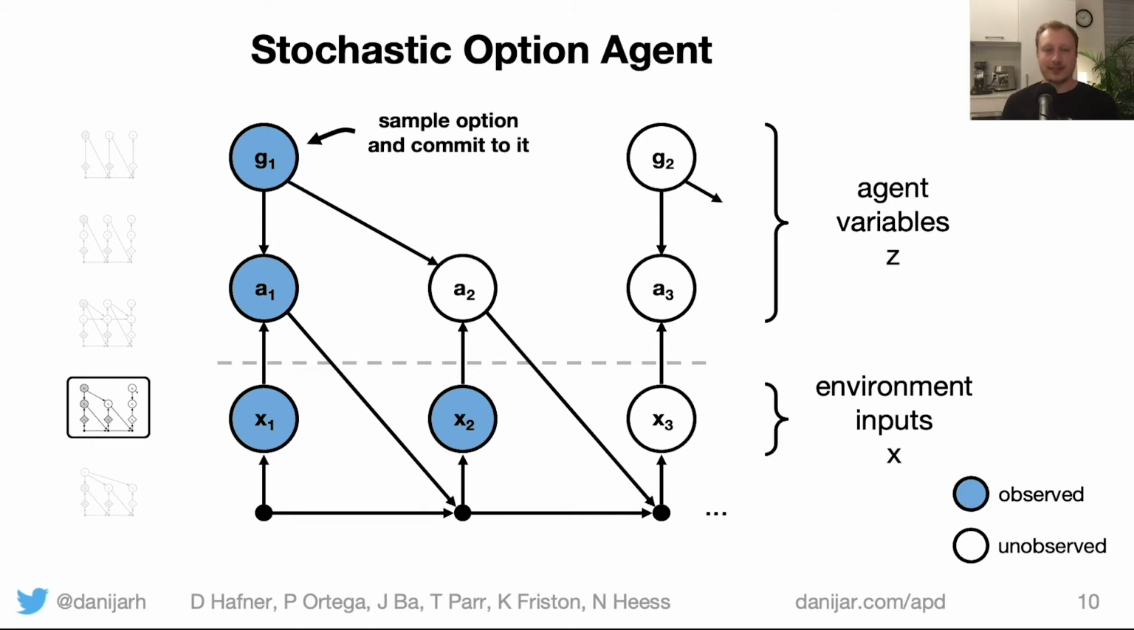So far, we've seen examples where the agent variables were aligned with the time steps of the environment, but this does not have to be the case. For example, in hierarchical reinforcement learning, we use options, G1, G2 in this picture, that condition a sequence of more than one low-level actions. In this case, the agent commits to its past options, so the options become observed over time, just like the actions.